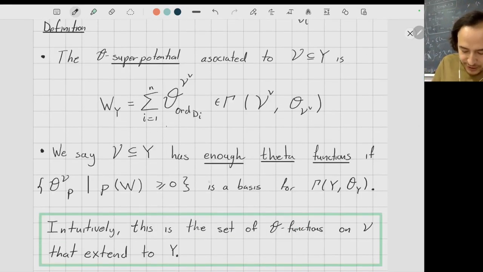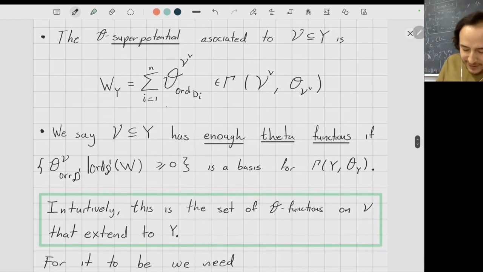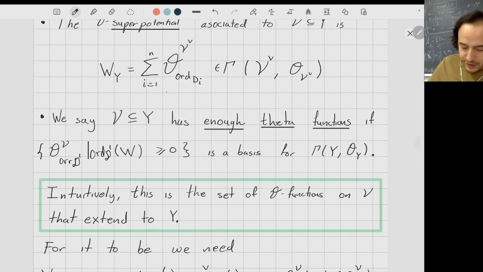We will say that V has enough theta functions if the set of theta functions of V parameterized by all points P, these being orders of vanishing along some divisor D prime at infinity, or a divisor in a variety birational to V dual, where I want the superpotential to be pole free along those divisors, is a basis for this ring. Then we say that this inclusion has enough theta functions.